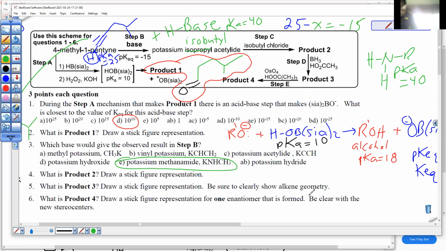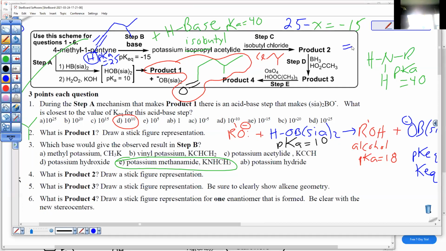Okay. And then product 2. I'm going to take this thing, the blue thing, and take its H off with the base to make potassium isobutyl acetylide, and then isobutyl chloride is going to react to make product 2. Isobutyl chloride looks like this. So that's going to end up on the other end of the alkyne.